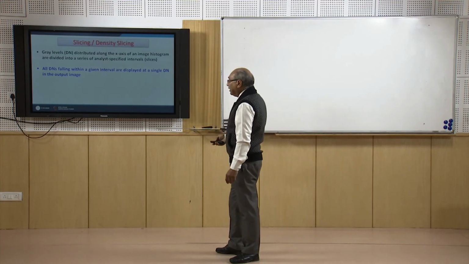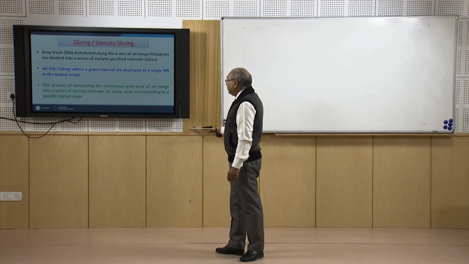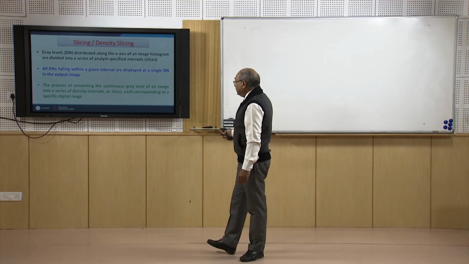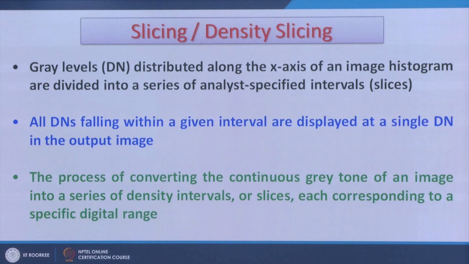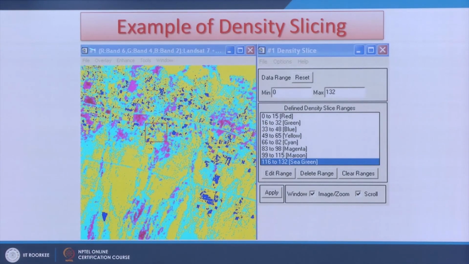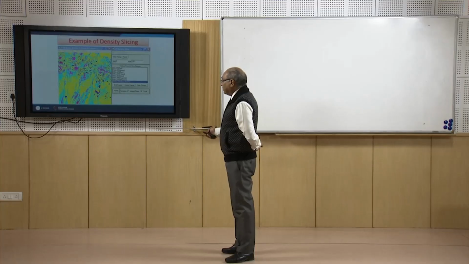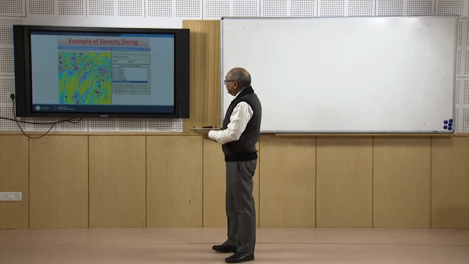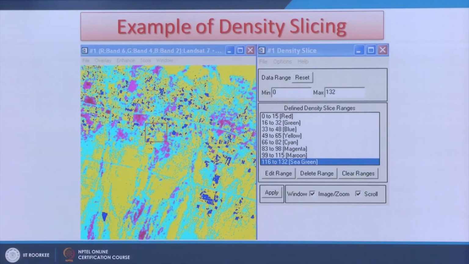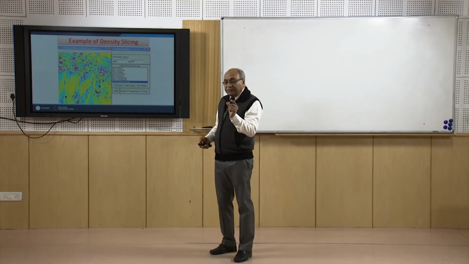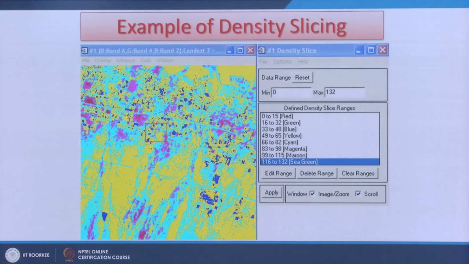All DNs, digital numbers or pixel values falling within a given interval are displayed as a single DN, that means a different color in the output image. This is the process of converting the continuous gray tone of an image into a series of density intervals or slices, each corresponding to a specific digital value. For example, pixel values within 0 to 15 should be assigned red color, 16 to 32 should be assigned green color, and so on and so forth. So again this is a simple discretization. Instead of a continuous image, the same image is being classified, and the width of the intervals may be different depending on your requirements, or you may use some statistical techniques like equal interval, natural breaks or quantile. There are many such methods available which can be used to classify a single band image.